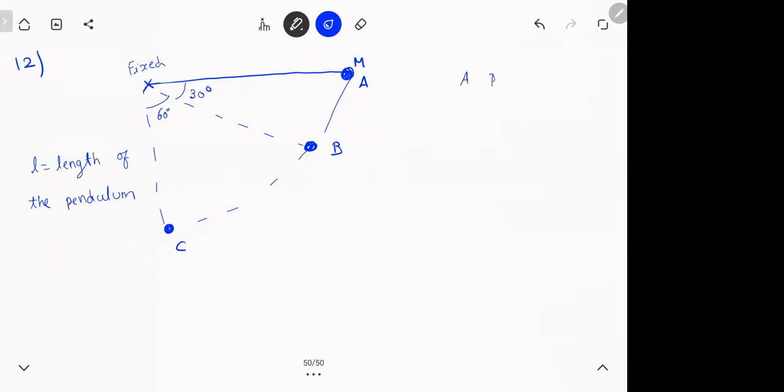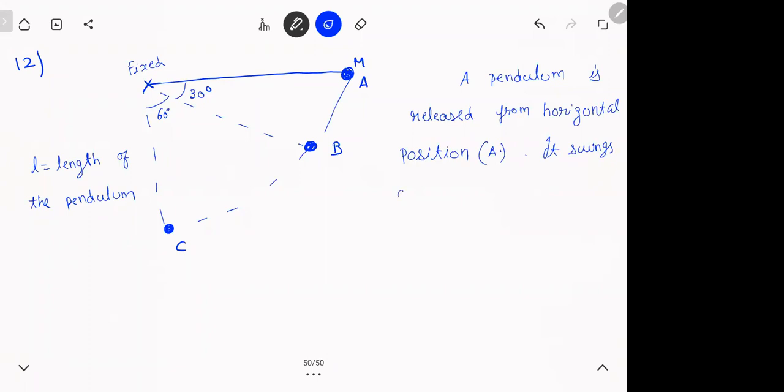So a pendulum is released from a horizontal position. Whenever someone says released, meaning it is at rest. Horizontal position is what? A basically. So then what will happen? It will swing, it will go along ABC and all. So it swings along the circle ABC from position A.